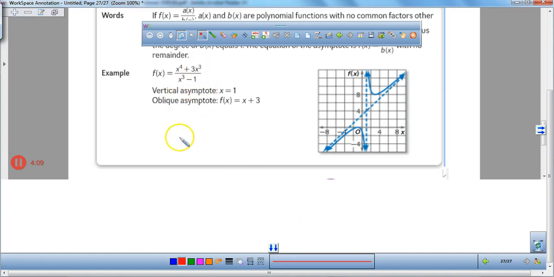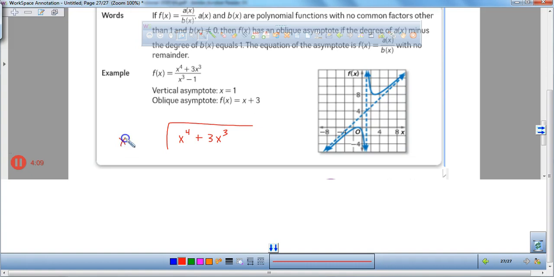So if we take x to the power of 4 plus 3x cubed, and we do a little long division, and we go x cubed minus 1, and we divide this into this, we're going to get an x, and x times x cubed is x to the power of 4, and x times 1 is a minus x. And then when we subtract this, these cancel out. This just drops down, and you have 3x cubed. And then you have a negative times a negative, which is a positive x.